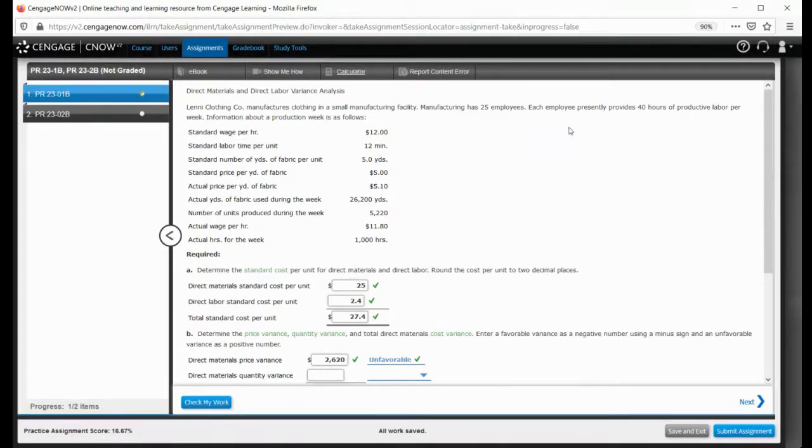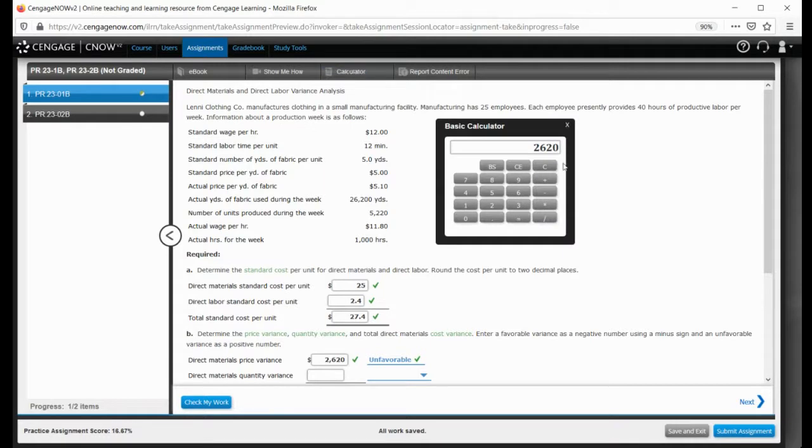The next variance for our materials is the quantity variance. Again, use your formula for the quantity variance. What we're going to do is take the actual quantity of 26,200 yards that was given to us. We're going to compare this with the standard quantity of yards that they used during that week.